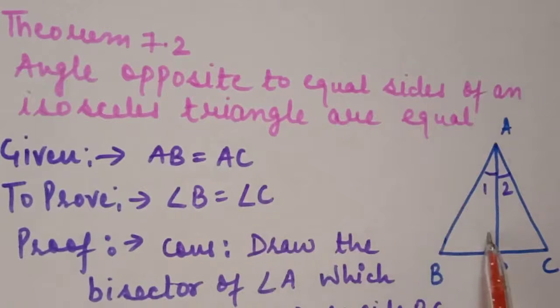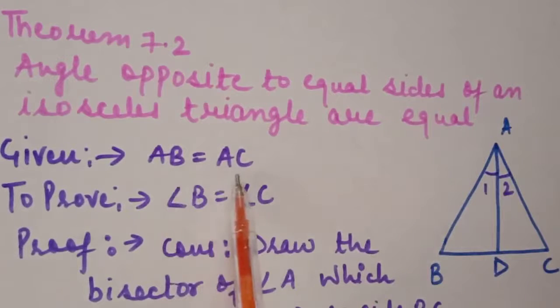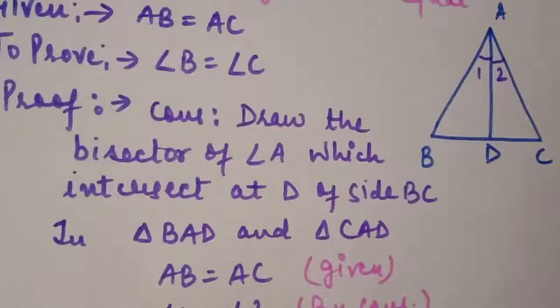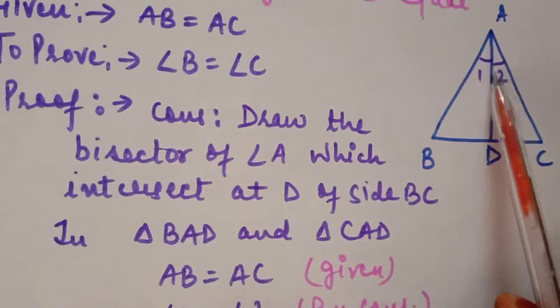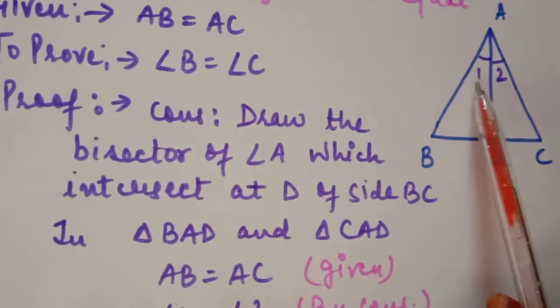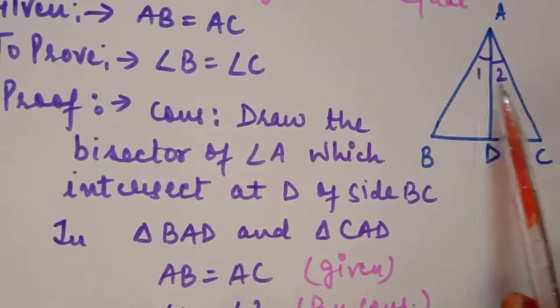So this is your diagram. A triangle ABC in which we have AB equal to AC. It is given. We have to prove angle B and angle C are equal to each other. For this, we will do a small construction. Draw the bisector of angle A which intersects BC at point D. We will draw a bisector of angle A which cuts BC at point D. Bisector of A means angle 1 and angle 2 are equal to each other because we drew a bisector.